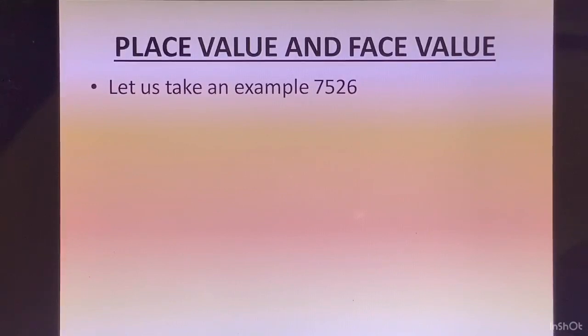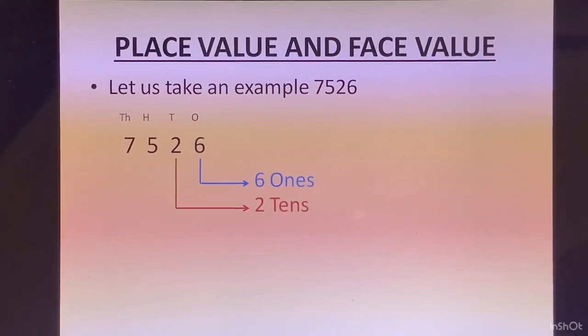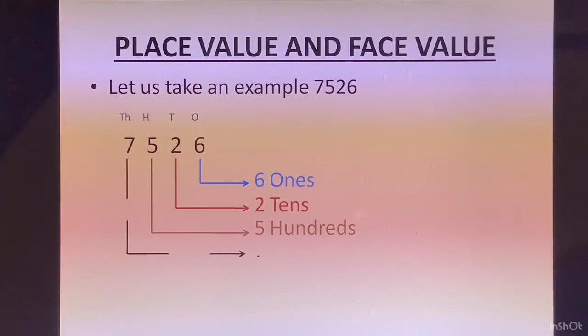Now let us take another example. 7526. Let me spread it out and write. I'll write the place values on top. Ones, tens, hundreds and thousands. Now this means 6 is at ones place. So 6 ones. 2 is at tens place. So 2 tens. 5 is at hundreds place. 5 hundreds. 7 is at thousands place.